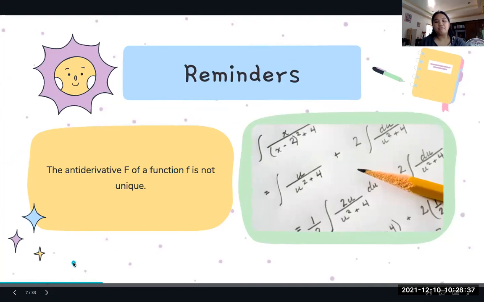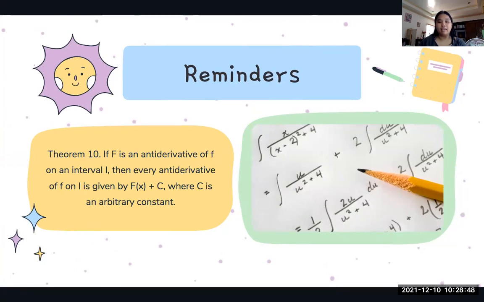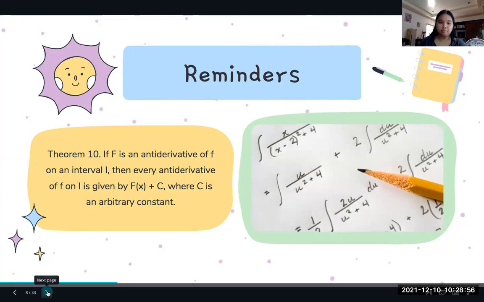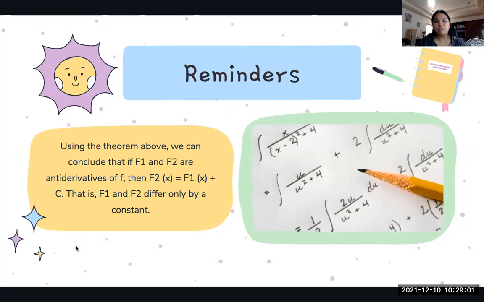The antiderivative F of a function f is not unique. And for theorem 10, if F is an antiderivative of f on an interval I, then every antiderivative of f on I is given by F of x plus c, where c is an arbitrary constant. Using the theorem above, we can conclude that if F1 and F2 are antiderivatives of f, then F2 of x is equal to F1 of x plus c. That is, F1 and F2 differ only by a constant.